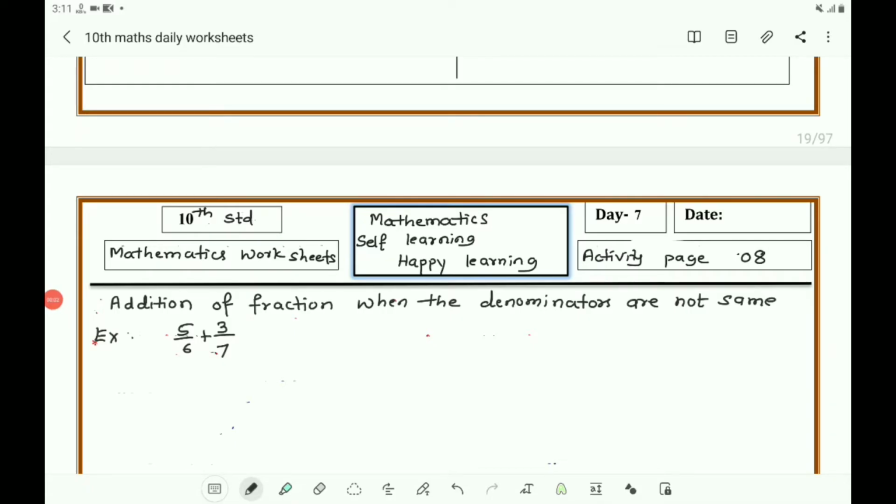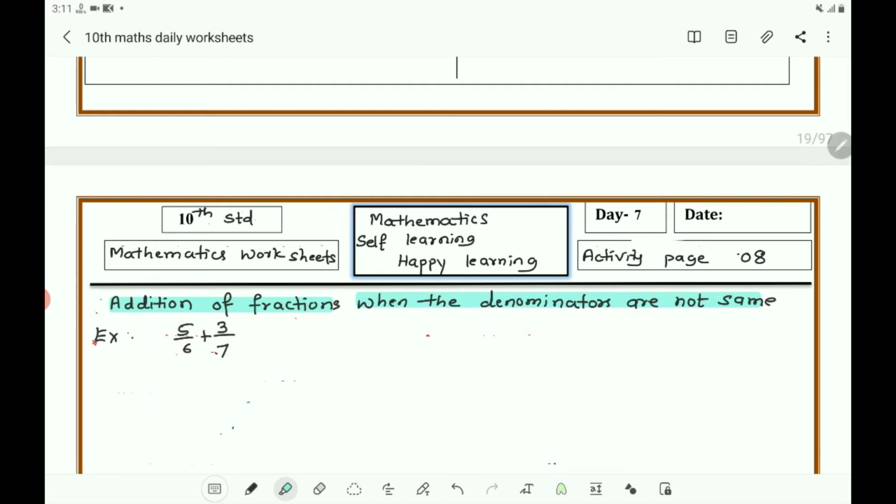Children, this is the activity page for day 7. Now, addition of fractions when the denominators are not the same. When the denominators are not the same, what do you have to do? We have to find the LCM of the denominators.